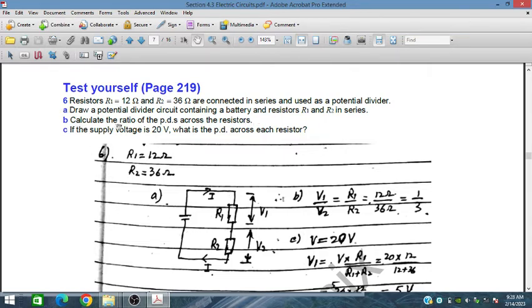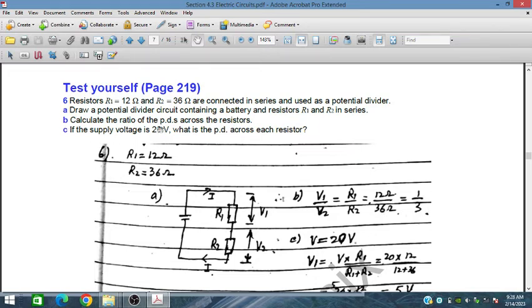In part B, calculate the ratio of the potential difference across the resistors. So this is R1, this is R2. V1 upon V2 is equal to R1 upon R2, which is 12 ohms upon 36 ohms. So the ratio of the potential difference across the resistors is given as 12 divided by 36, which is 1 over 3.